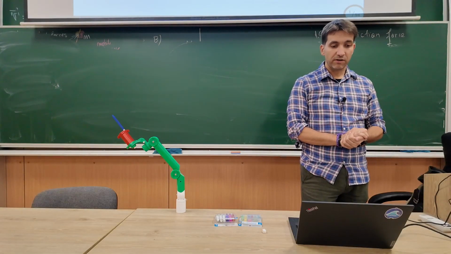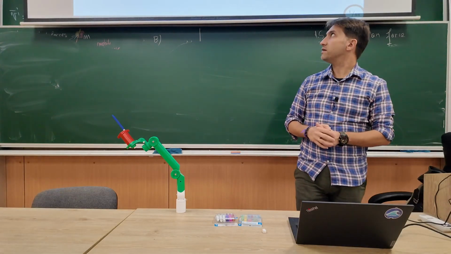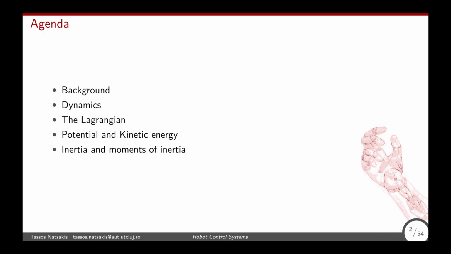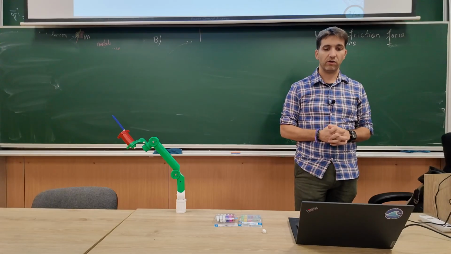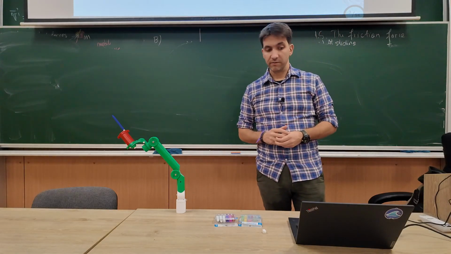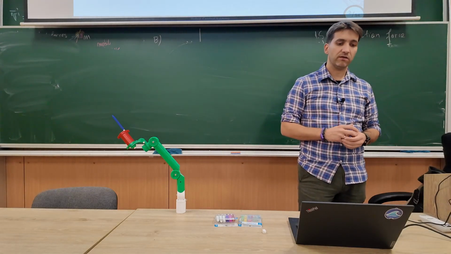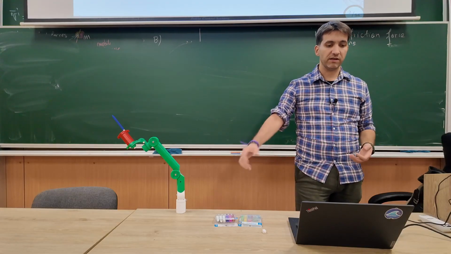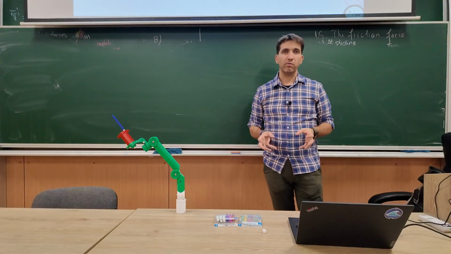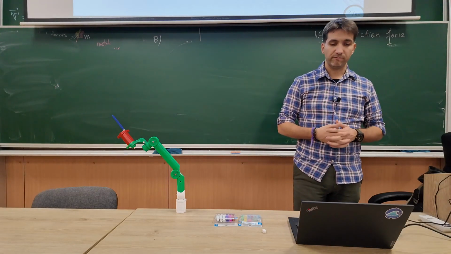So, the robot dynamic model: we'll see what it is and how to derive it. A bit of background, we're going to talk in general about dynamics, because until now we talked only about kinematics. We'll talk about a quantity called the Lagrangian, which is very convenient. We'll talk about potential and kinetic energy, inertia, moments of inertia, and how this all applies to a dynamic model of a robot arm.